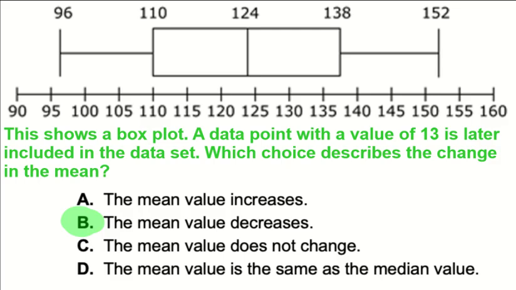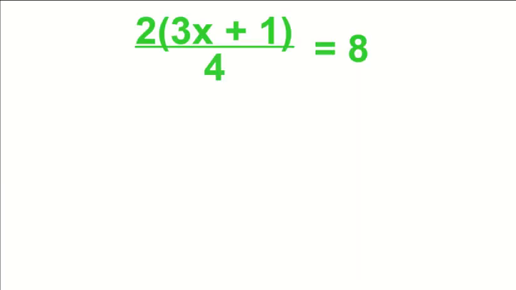If we're taking a piece of data that's lower, it's going to bring down the average. If we have a piece of data that was higher, like if they added a 200 to it, it would have brought the mean up. Everybody kind of follow on that? Any questions? All right, go ahead and solve.